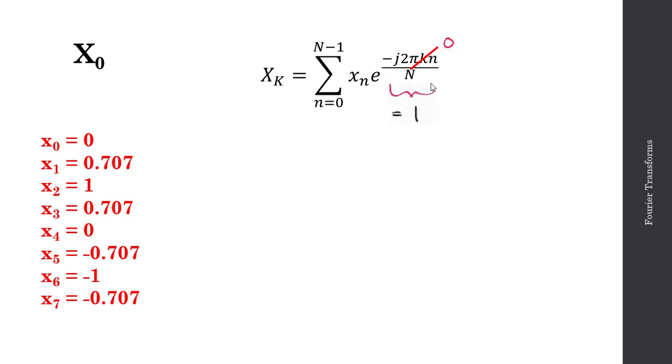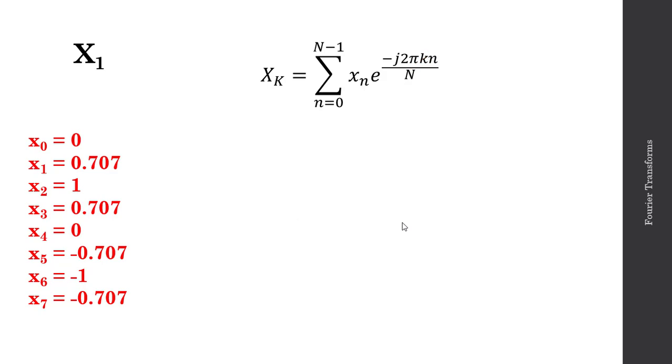And so capital X sub 0 is going to be equal to the sum of all of my samples. If I add all of these values here, I'll find that the summation is equal to 0. So as a result, my capital X sub 0 term will be equal to 0. What that's telling me is that in this 0th frequency bin, there's no frequency content in that original signal related to this 0th bin. And since our signal was a 1 hertz sine wave, we're not expecting any DC component.